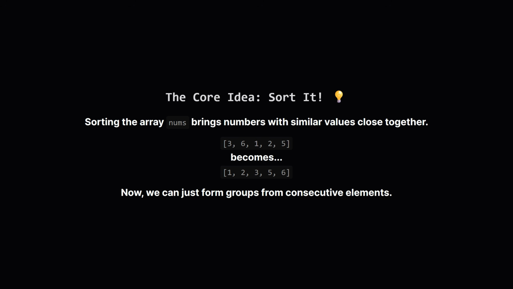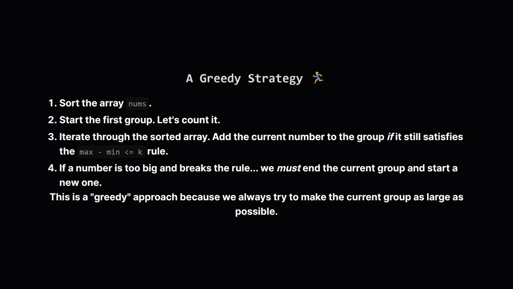Let's sort the array first. If we take our example list and sort it, we get 1, 2, 3, 5, 6. Why does this help so much? Because now, numbers that are close in value are physically next to each other in the list. This makes it much easier to group them. We can just scan through the sorted list and bundle up consecutive numbers that fit our condition. This leads us to a simple and powerful greedy strategy.